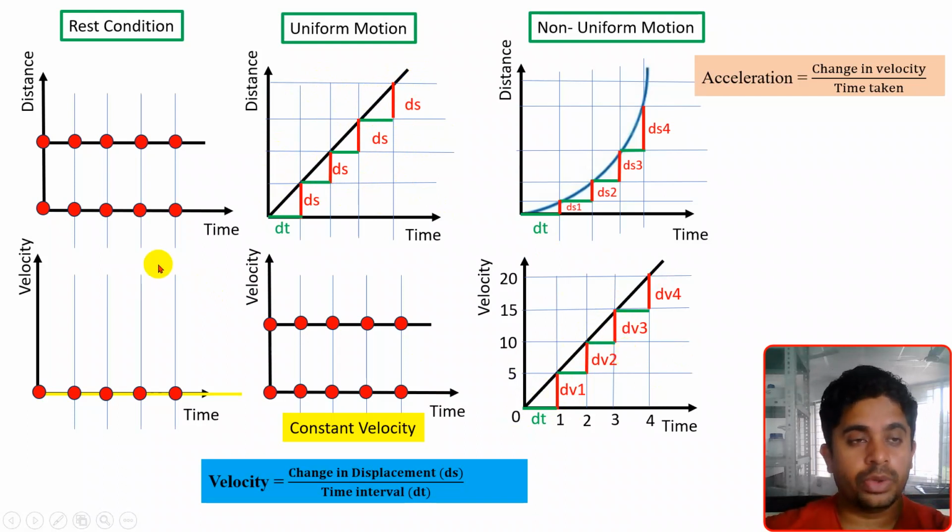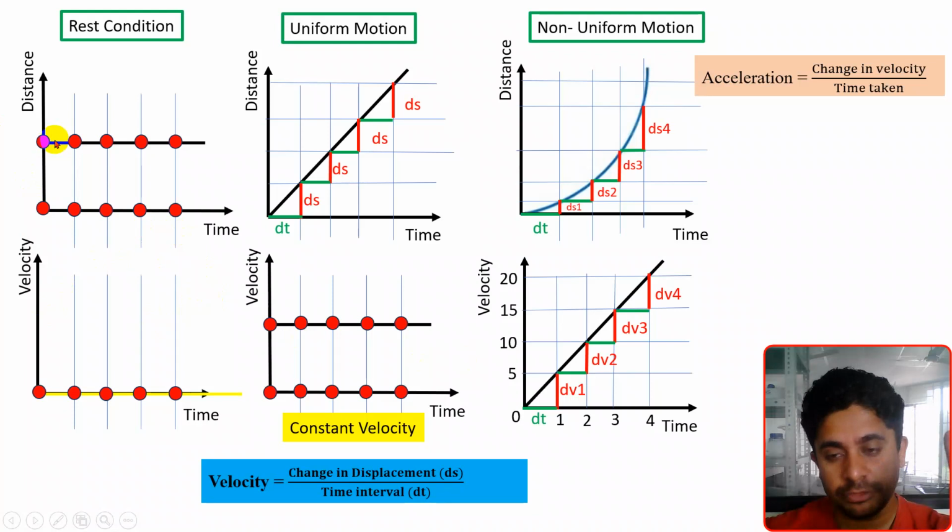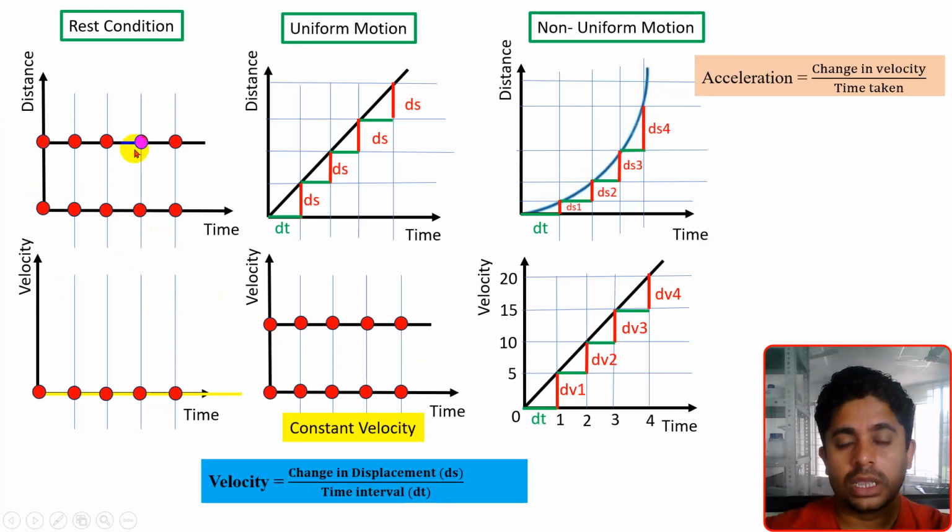So together we have compared the distance-time graph and velocity-time graph for three different cases. The first case is the object at rest. The second case is when the object is in uniform motion. And the third case is when the object has non-uniform motion. Thank you.